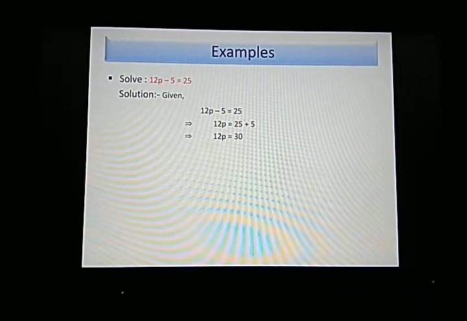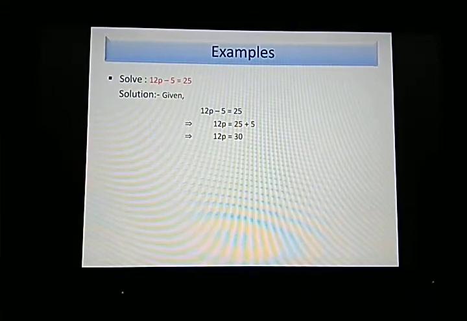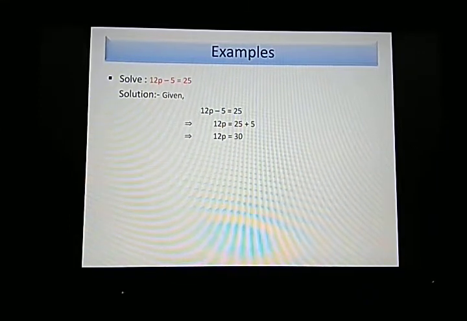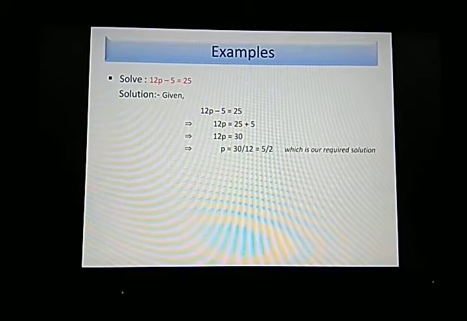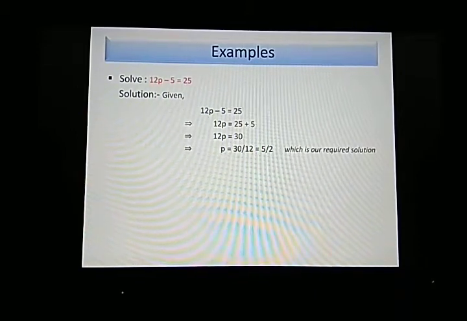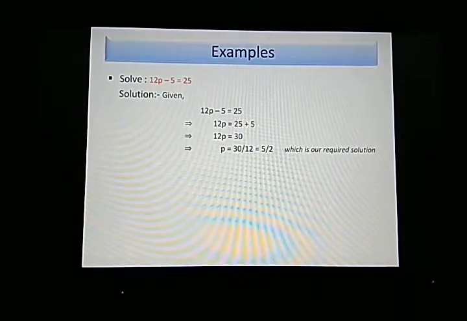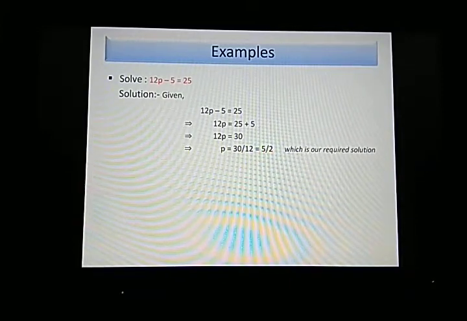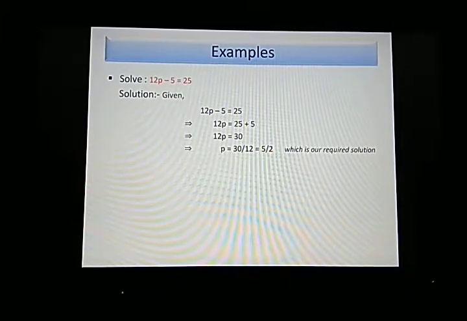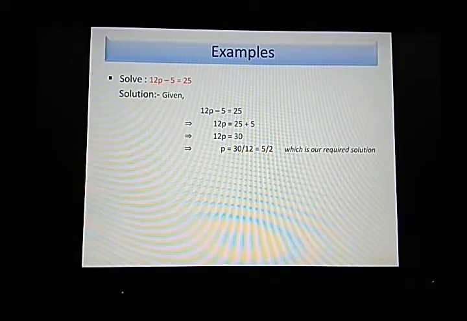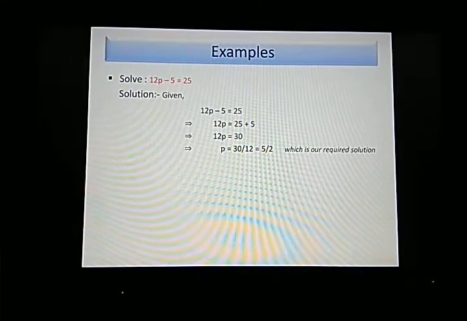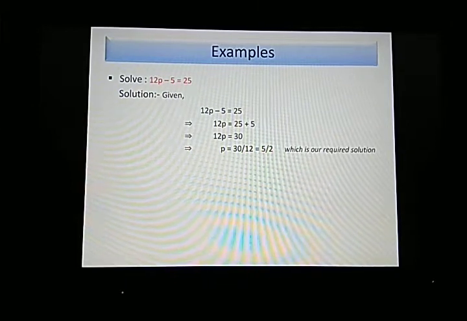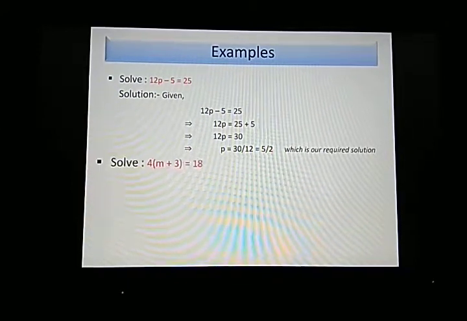Next we will now transpose 12, which is multiplied with p on the left hand side. We will shift it to the right hand side, and so it will become 30 divided by 12. The multiplication has changed to division. So after cancellation or reducing it to the simplest form, we get 5 by 2 as the value of p, and this 5 by 2 is our required solution. Clear? Now moving on to the next example.